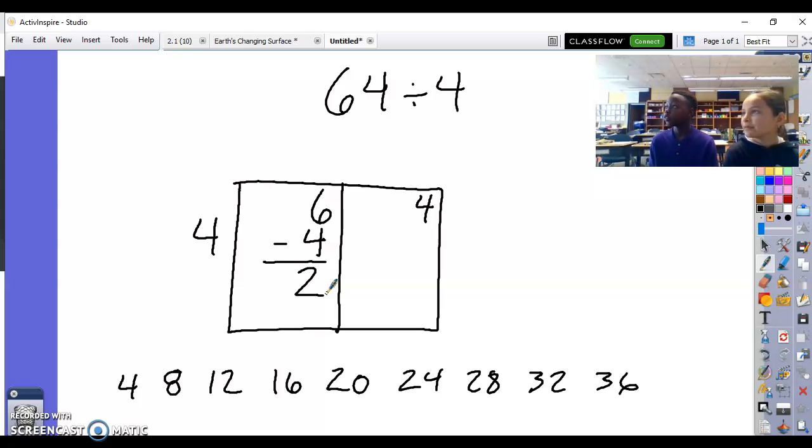Then you put the 2 at the top. Which multiple of 4 is 4? That's the first multiple, 1. Good. Okay.